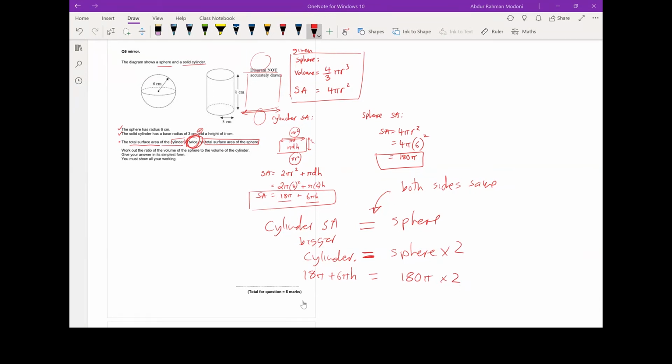Okay, so carrying on from there, let's take a look at the next part here. So we can tidy this up a bit. Oh, sorry, I made a little mistake earlier here. That should have been 180. 36 times 4, that was 144. Just check that here. 144 pi, that was. So it's not 180 pi times 2, it's 144 pi times 2. So that gives me 288 pi, and I've got 18 pi plus 6 pi h.